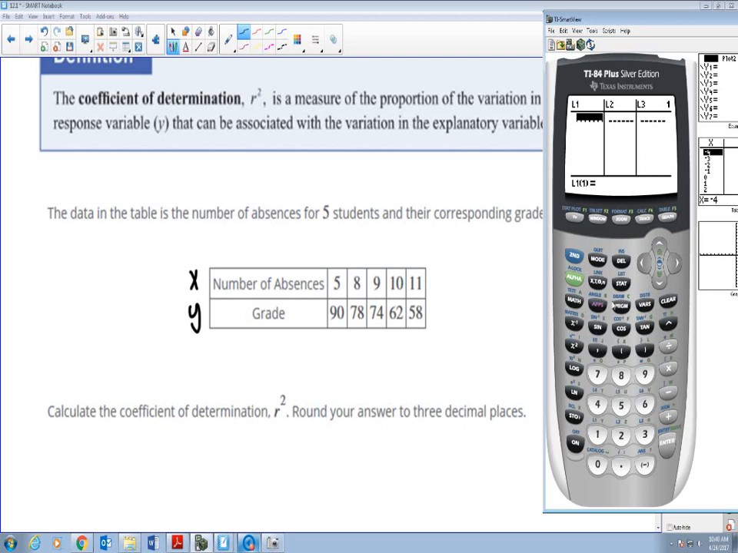So number of absences 5, 8, 9, 10, 11. 5 absences, 90 is the grade. 8 absences, 78. 74 for 9. 62 for 10 absences. 58 for 11 absences. Once we enter it in, press stat, calc, choose number 4, linear regression. So my R squared is 0.950, rounded to 3 decimal places.